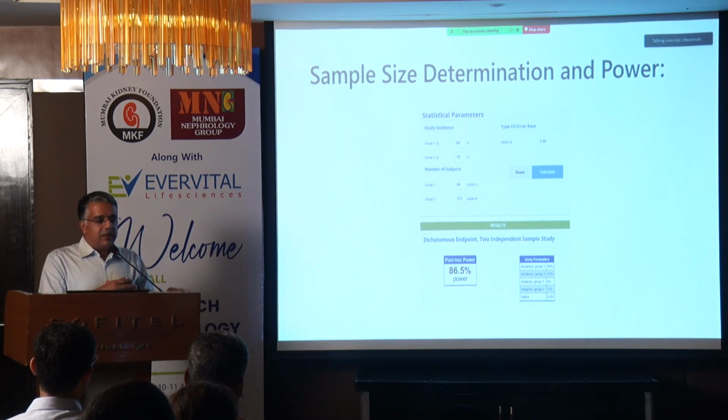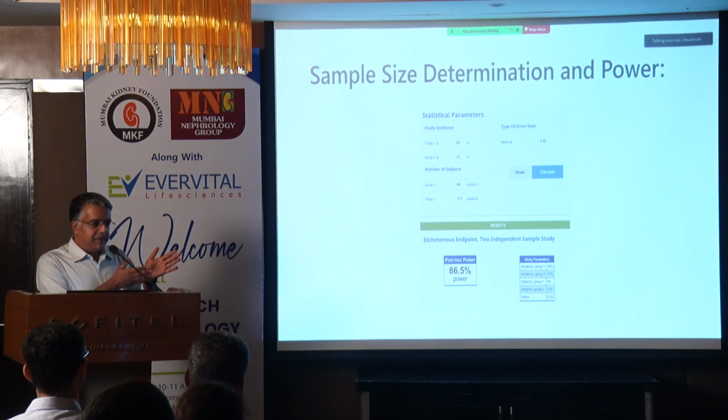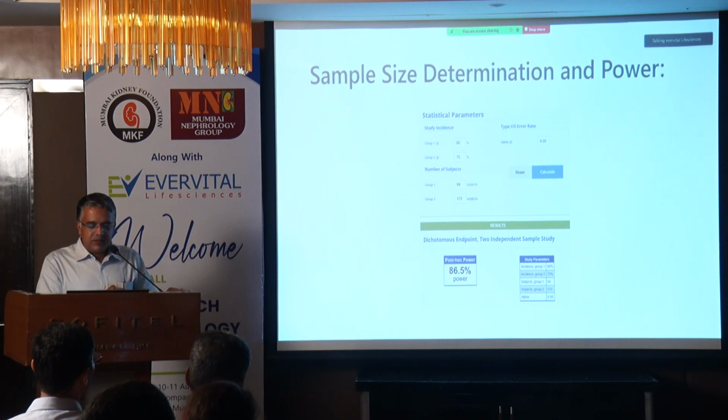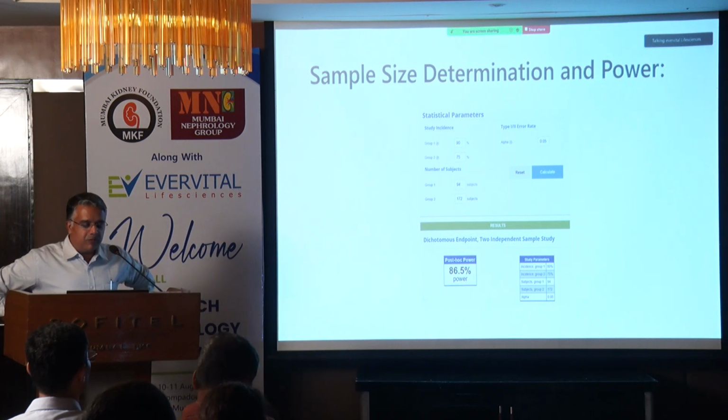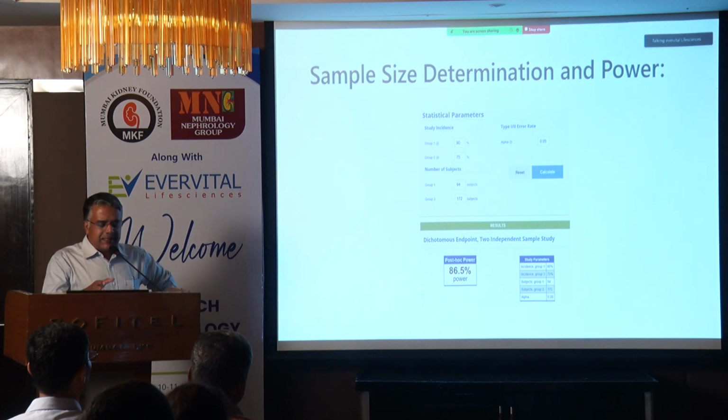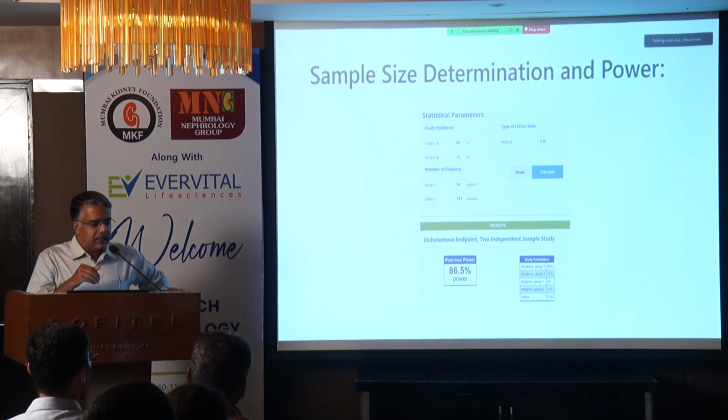Yeah, so usually you will set values like 95% and 80. So this is the power analysis for our data. There was a significant difference between group 1 and group 2, which at 6 years was 90 and 75%, and the power is coming to 86.5. What does it mean? The power is good enough, right?